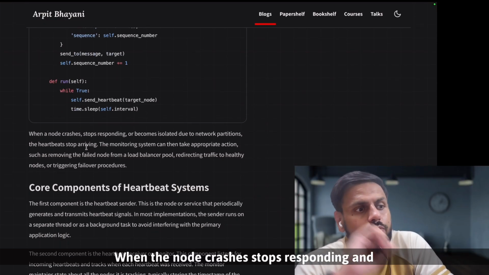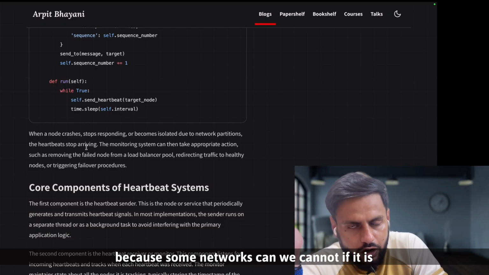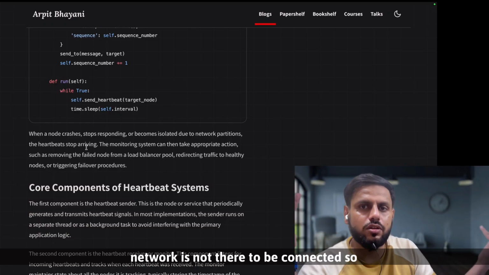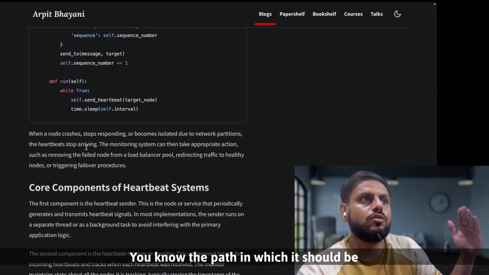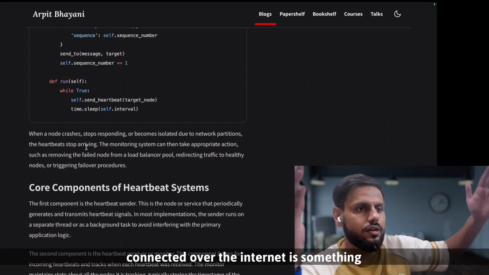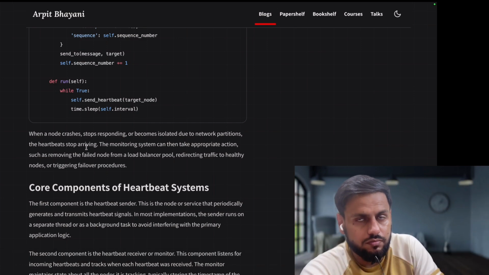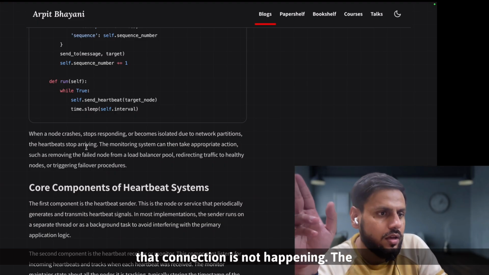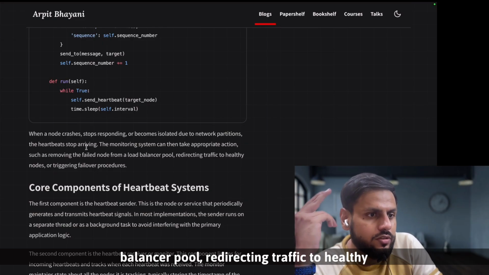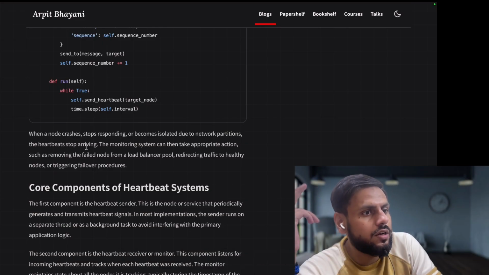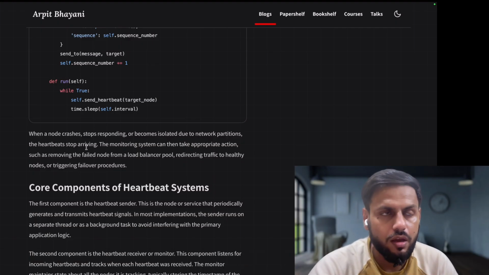When the node crashes, stops responding, or becomes isolated due to a network partition, because in some cases it is alive but the network is not there to connect it. So something is wrong with the network, or with its network card, or the path over which it should be connected over the internet. The heartbeats stop arriving because that connection is not happening. The monitoring system can then take appropriate action, such as removing the failed node from the load balancer pool, redirecting traffic to healthy nodes, and triggering failover procedures, because that server was responsible for handling some traffic, and the load balancer was redirecting some traffic to it.